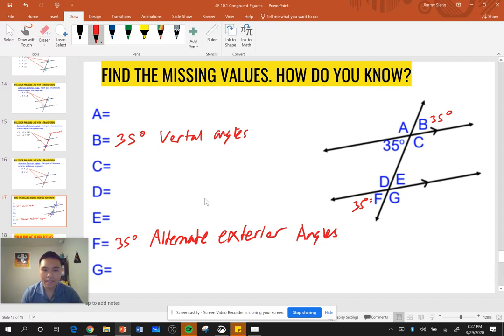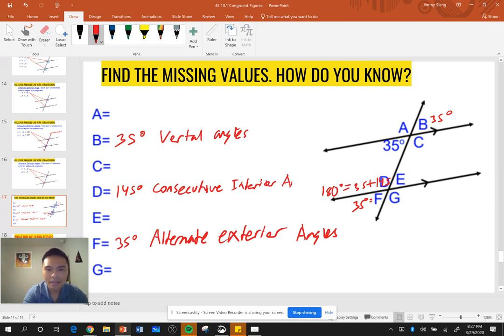Okay, so if that's alternate exterior, I can look at D. Well, D plus 35 should give me 180 degrees, because of consecutive interior angles. So 35 plus what gives you 180? Well, 35 plus 145, so D has to be 145 degrees because of consecutive interior angles. Interior means between the parallel lines. Because you add them up, they equal 180.